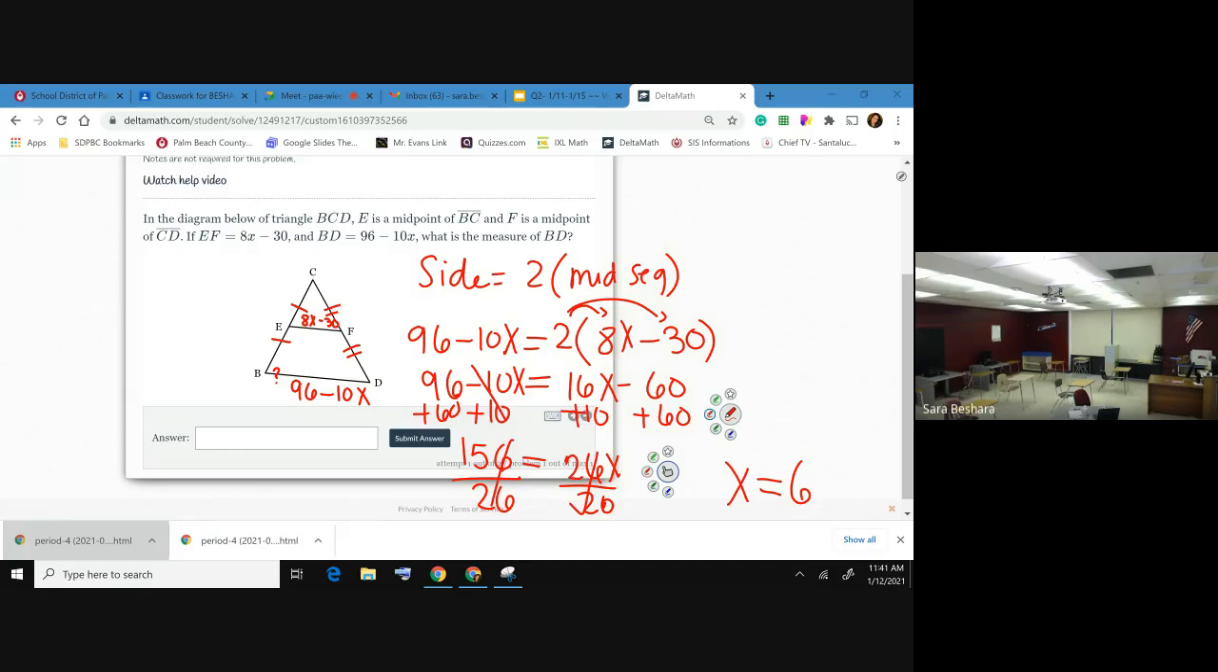Remember, the answer isn't 6. Why? Because we have to find BD. So BD equals 96 minus 10 times 6. So that's 96 minus 60, which is 36. That is your answer.